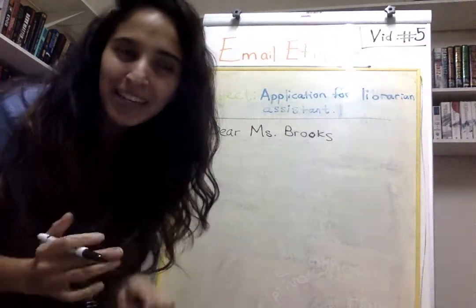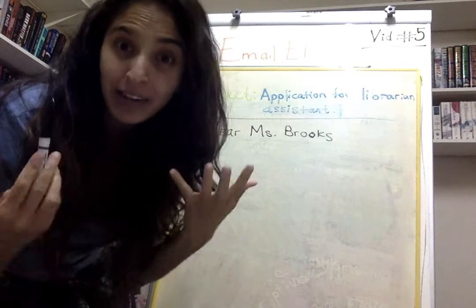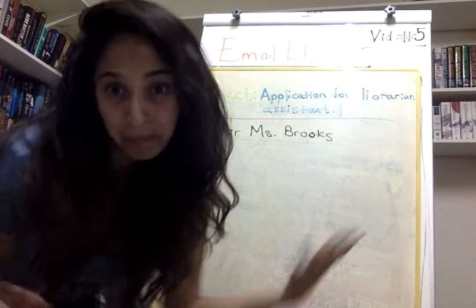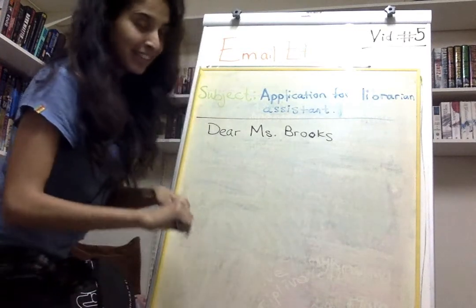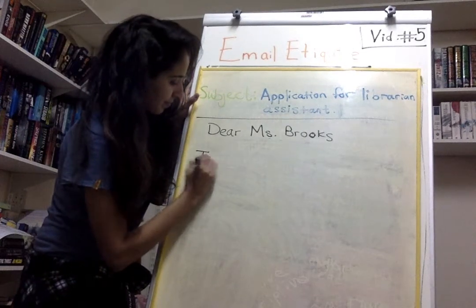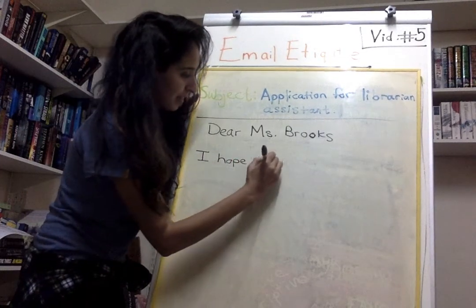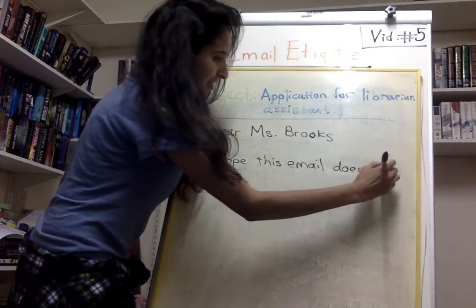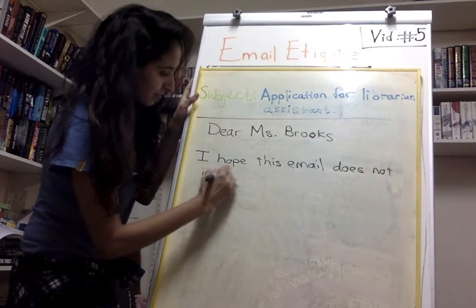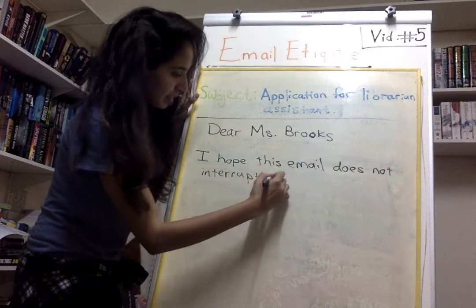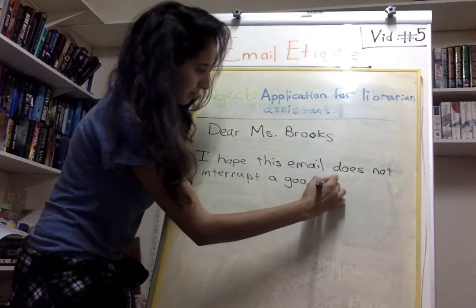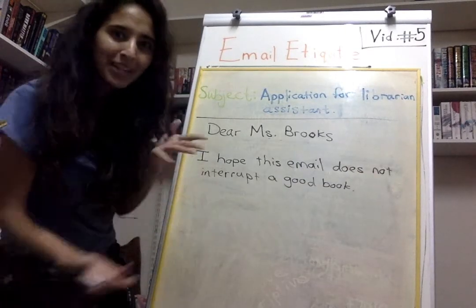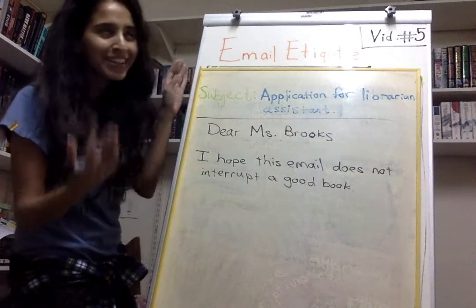But let's change it up. Let's make it a little bit more interesting, but still formal and respectful. So we can say, I hope this email doesn't interrupt a good book, right? Because she's a librarian. So let's say this: I hope this email does not interrupt a good book. That's our polite starting sentence, right? You don't have to have it, but it's nice to ease into the email.